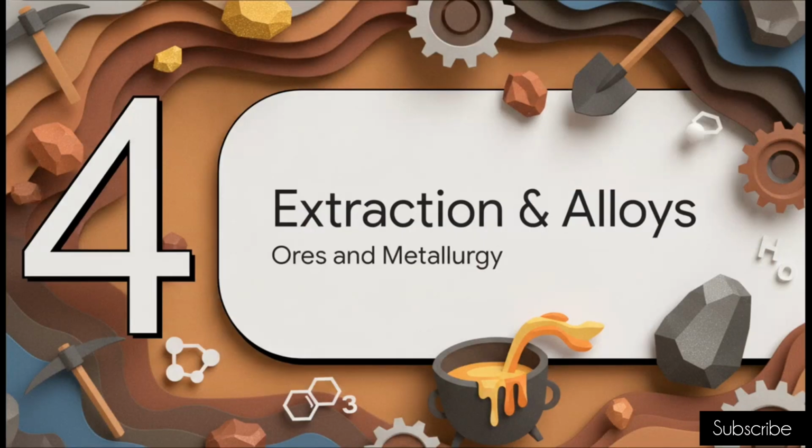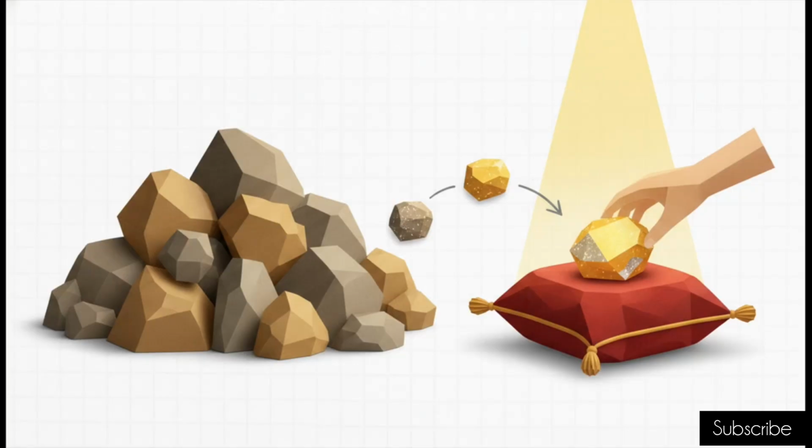Time for Section 4, extraction, alloys, and ores. First, let's clear up a classic point of confusion. Minerals are simply naturally occurring substances that you find out there in the Earth's crust. Ores, however, are the VIP minerals. They are the specific minerals from which we can extract a metal economically and profitably. So, repeat this catchy phrase with me, because examiners love to test it.